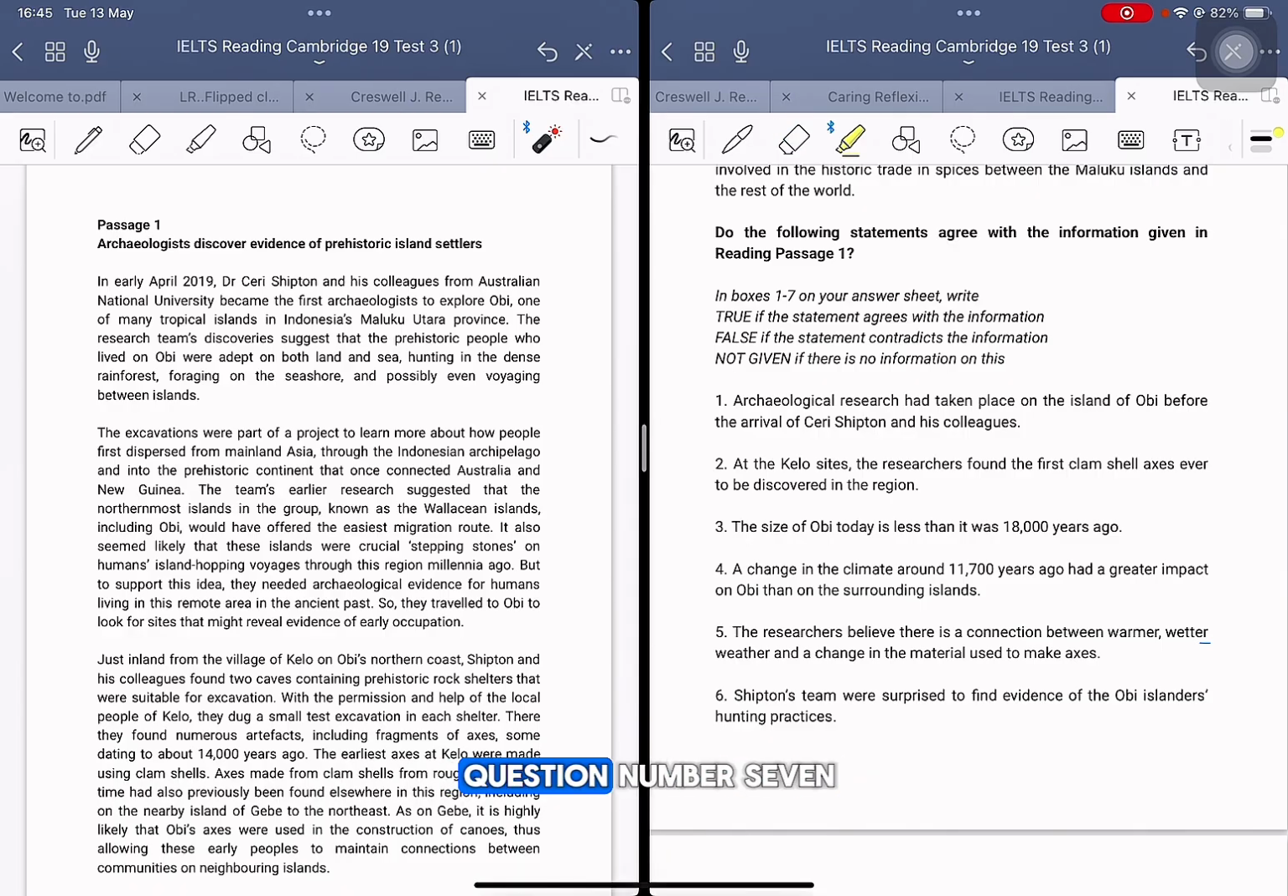Question 1 to question 7. It's about True, False, Not Given questions, right? They ask us about detail, or maybe we need to infer. Based on the information in the passage, we find the strong inference. For this type of question, you don't need to get the general ideas or main ideas, right?